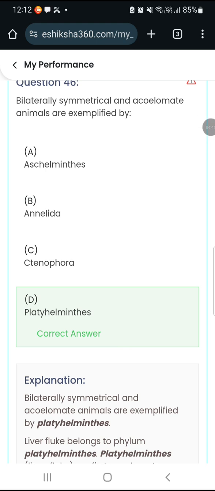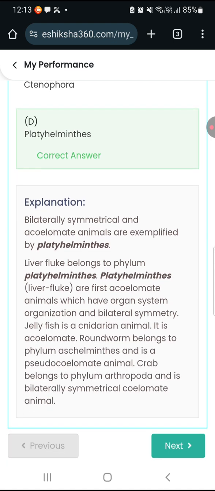Bilaterally symmetrical and acoelomate animals are exemplified by? Answer: Platyhelminthes. Explanation: bilaterally symmetrical and acoelomate animals are exemplified by Platyhelminthes. Liver fluke belongs to phylum Platyhelminthes. Platyhelminthes are the first acoelomate animals which have organ system organization and bilateral symmetry.